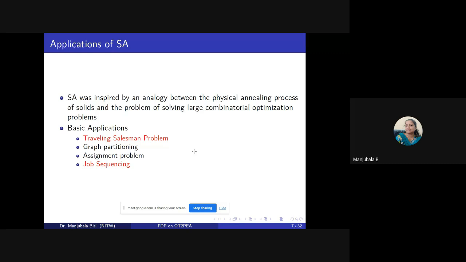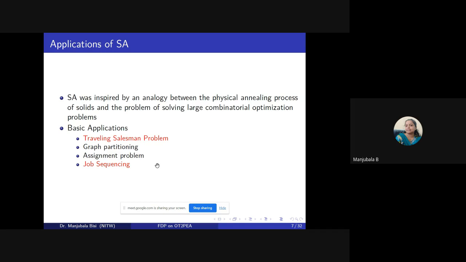As I told you, for problems where the global optimum is required, you can apply this simulated annealing algorithm. Basically, this is inspired by the physical annealing process, and you can solve large combinatorial optimization problems by using it. These are some of the basic applications: the traveling salesman problem, graph partitioning, assignment problem, job sequencing. There are other problems related to your particular problem domain or research domain.